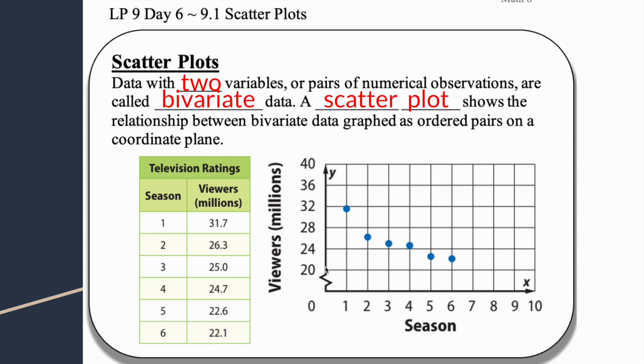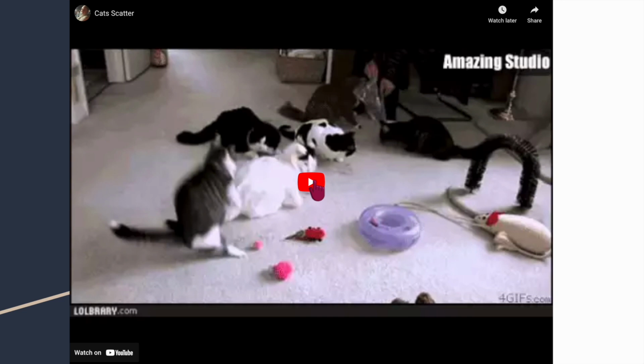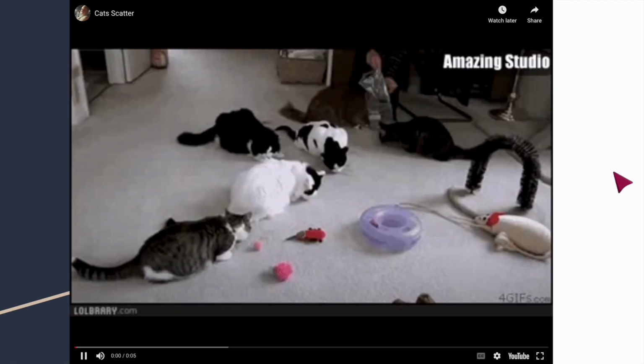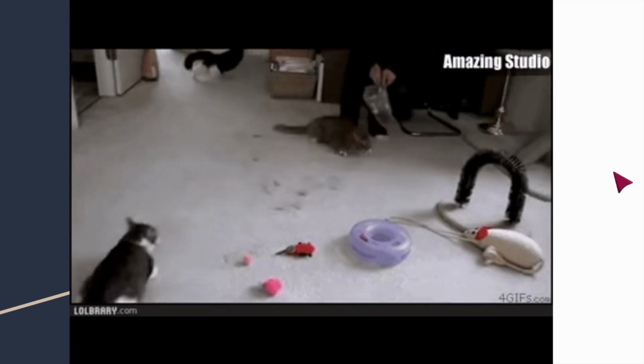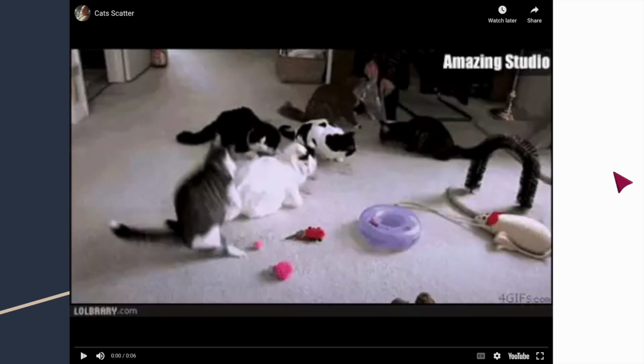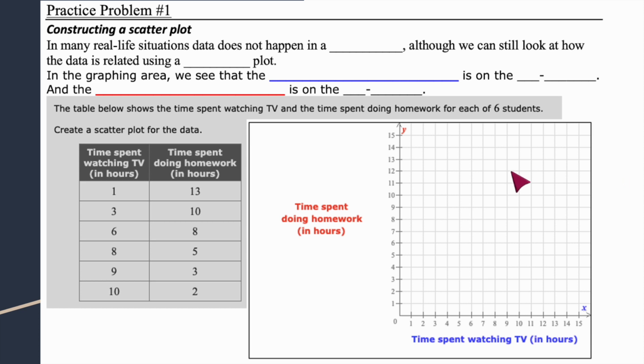They're jumping. Okay, so here's a silly little video that I like for scatter. So silly cats. So they just scatter about the room.